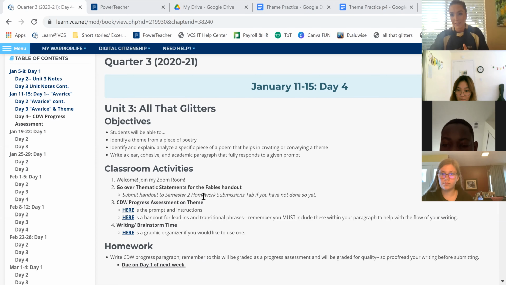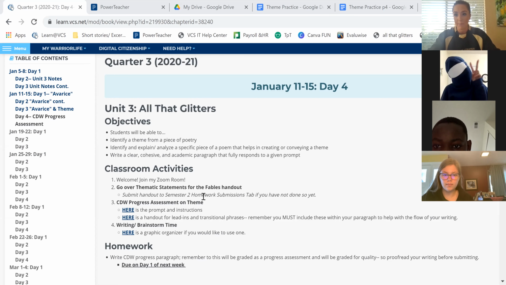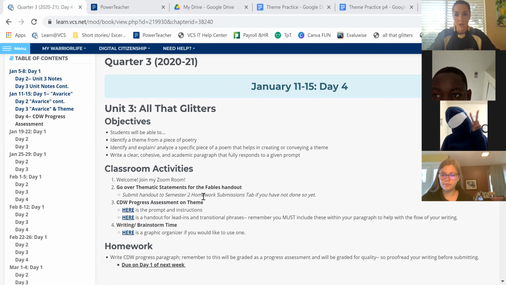If you notice your thematic statement is completely off from what I said, or you wrote it in a way that maybe doesn't actually match what a thematic statement should say, you should add that to your document so you have examples. If you just want to add to it because you want extra examples, feel free to do that, okay? Once we do that, we are going to talk about your CDW progress assessment.